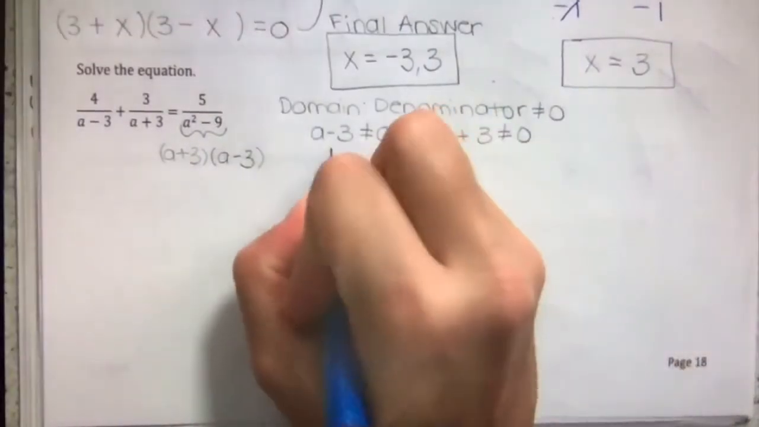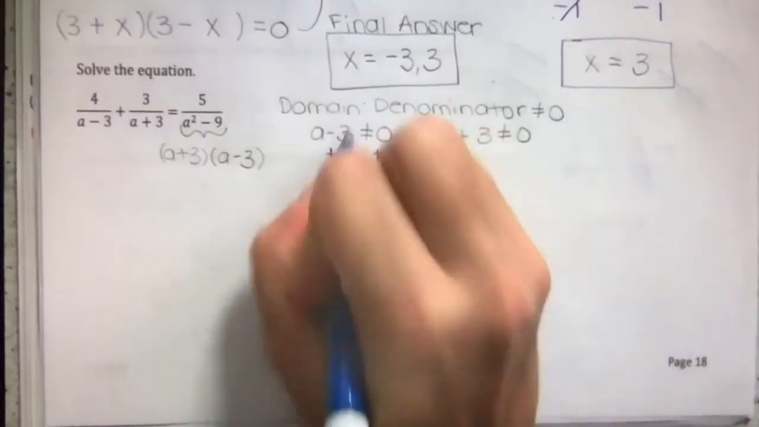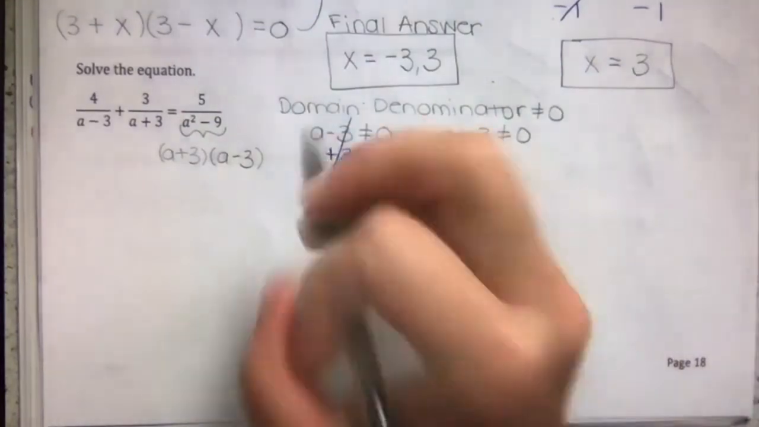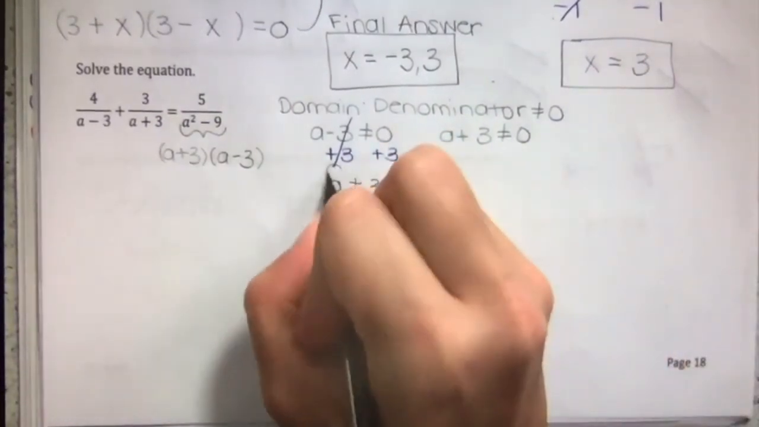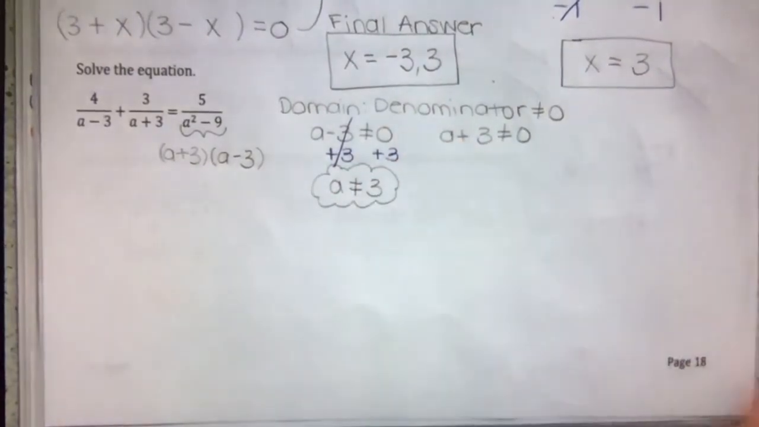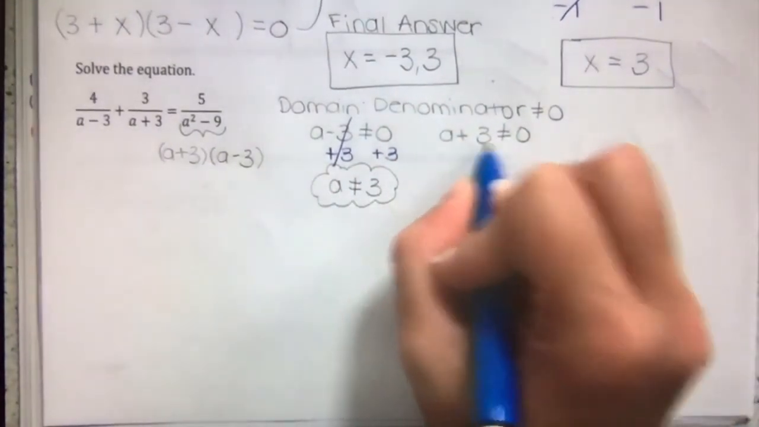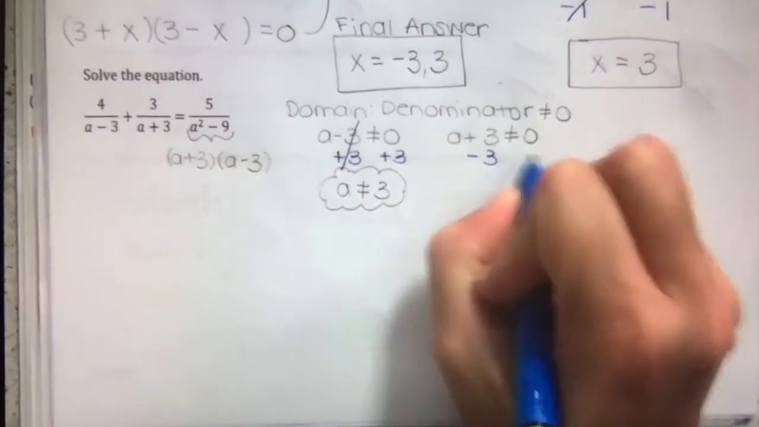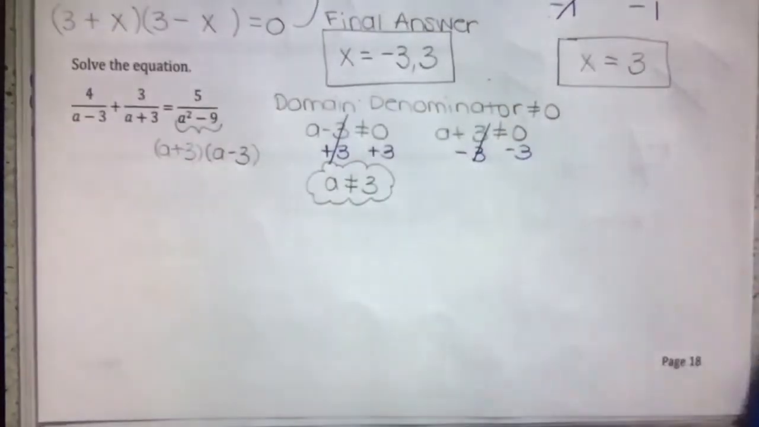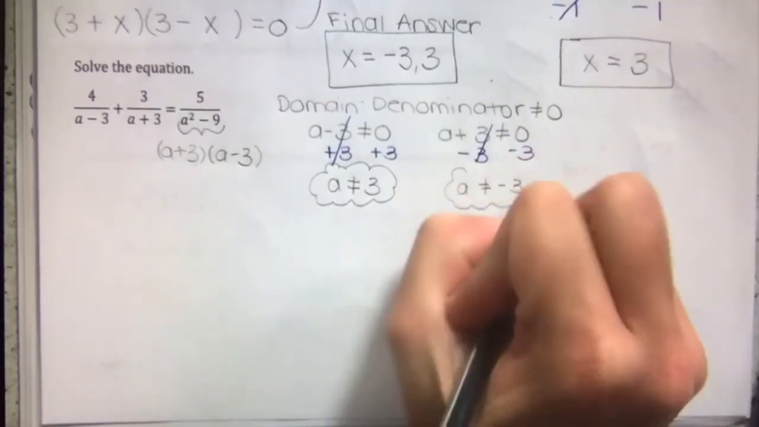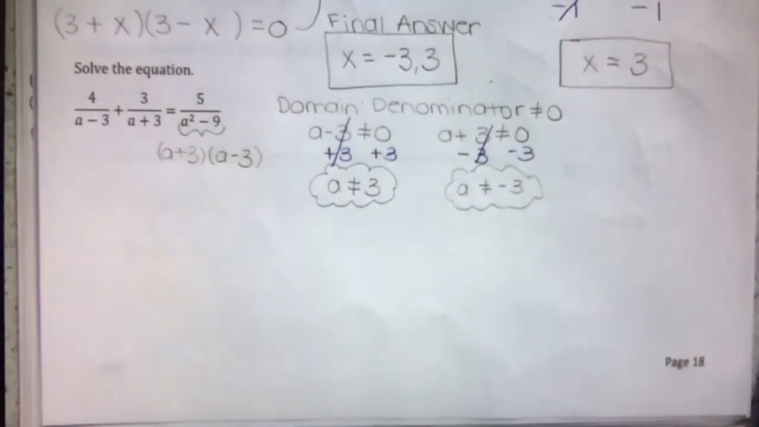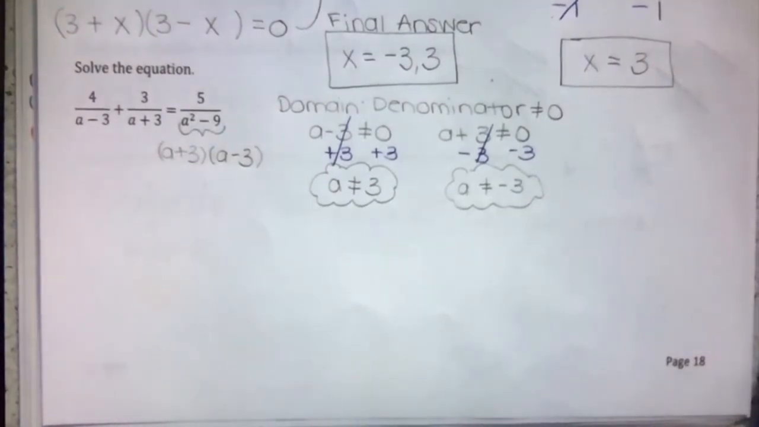Solving each one separately, a minus 3 cannot be 0, so we add 3 to both sides, and a cannot equal positive 3. And a plus 3 cannot equal 0. We can subtract 3 from both sides and get a cannot equal negative 3. So we know a can be anything. It just cannot be positive or negative 3.